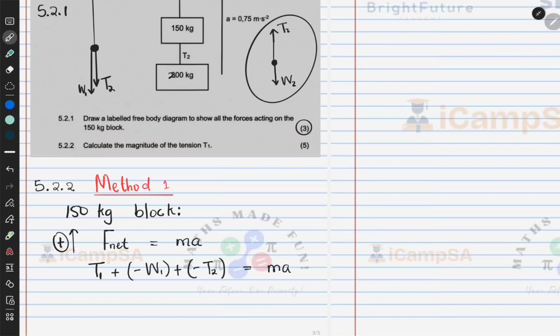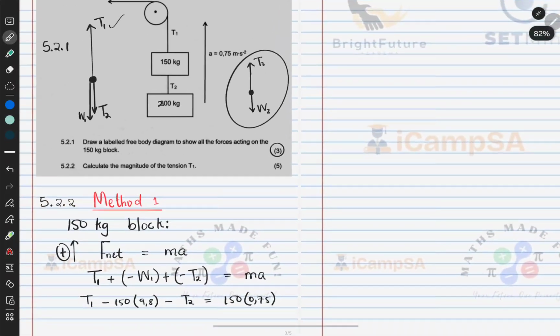Then from here, this is where you would substitute your values. You would have T1 minus weight 1, which is just mg, which is 150 times 9.8, minus T2, which we currently do not know, is equals to 150 times A, which is 0.75.